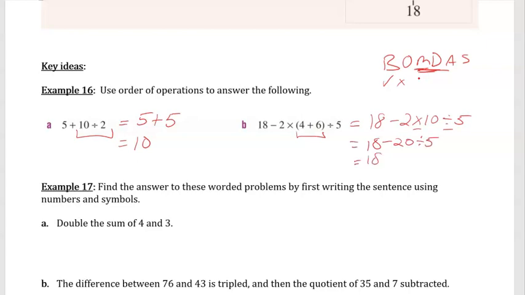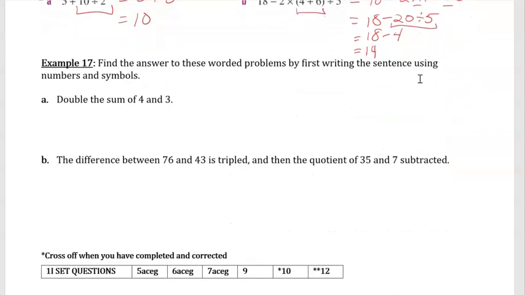And again, I'm going to keep 18 there because I'm going to subtract from 18 whatever this is, because this is the next thing I do. I'm still dealing with multiplication and division. 20 divided 5 is 4. And now I can finally do addition and subtraction. 18 minus 4 is 14. There's my answer. Find the answer to these worded problems by writing the sentence using numbers and symbols.